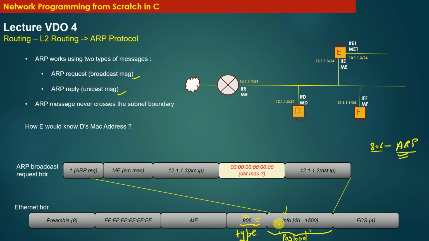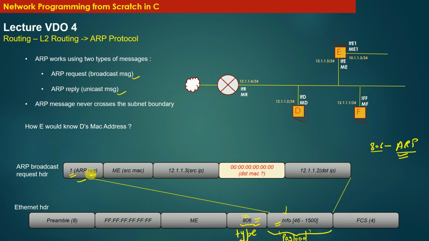So to know whether the type of ARP message is an ARP request message or an ARP reply message, in this payload we inspect the first byte. If the value of the first byte is 1, it means the payload represents the ARP request message, and if this value is 2, it means that the payload represents the ARP reply message. So in this case, the first byte is 1. It means that this is an ARP broadcast request message. So the payload represents an ARP broadcast request message.